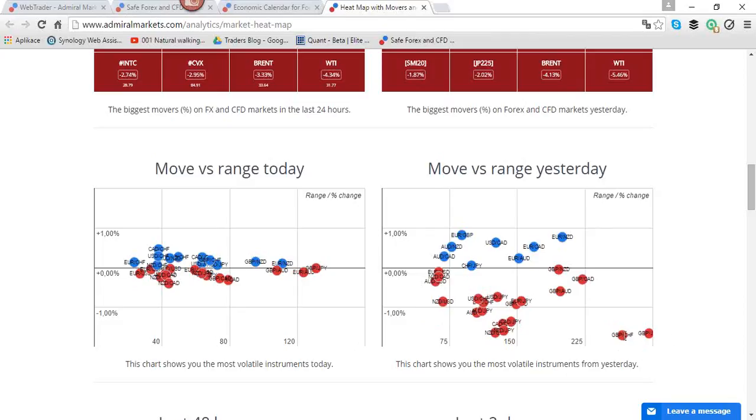Directional movement to the downside. Pound Swiss, pound yen, a lot of yens, CAD yen, New Zealand yen. What is this? New Zealand yen, Aussie yen. Yeah, got CAD yen, I think, here. So yen definitely moving down.